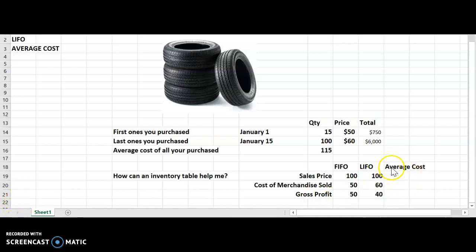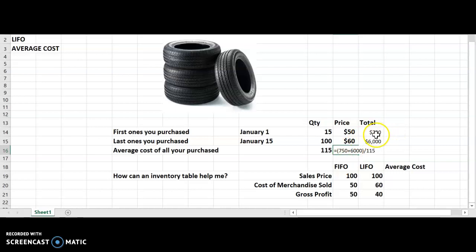And then my last method is called the average cost method, and this is a calculation of the weighted average. So we purchased 15 tires at $50 and we purchased 100 tires at $60. So more tires were purchased at the $60 amount. So what we have to do is calculate a weighted average. So what we will do is we will take the total, the 750 plus the 6,000, and then we would divide that by the total quantities, which is 115.